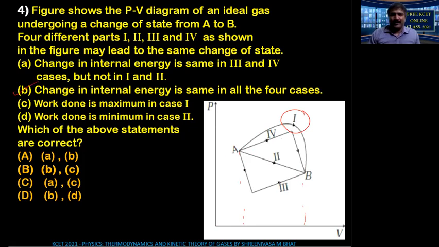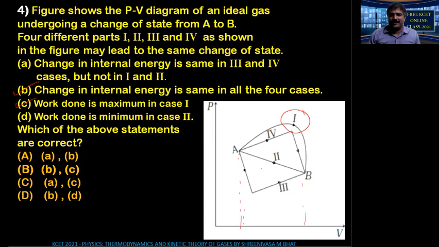Then to calculate the work done in the 4 different cases, I drop the perpendicular from A and B to the volume axis. The area under the curve is maximum for curve number 1, the maximum area below this curve with respect to the volume axis. Hence work done is maximum in case 1. So statement C is also correct.